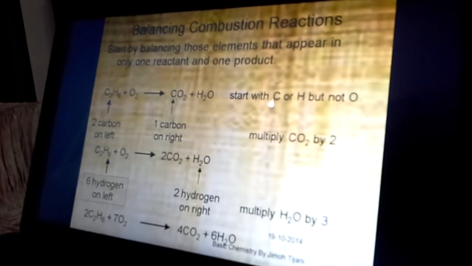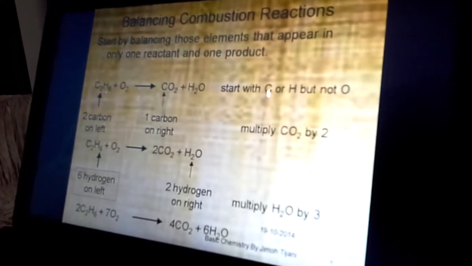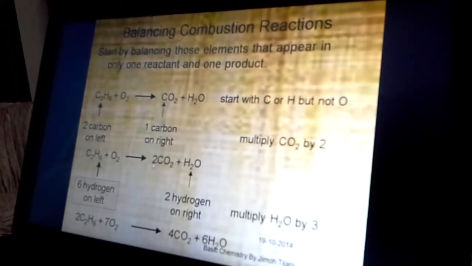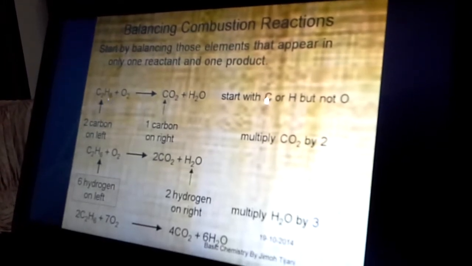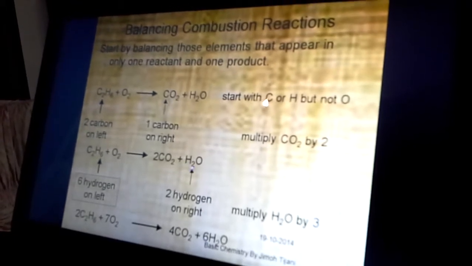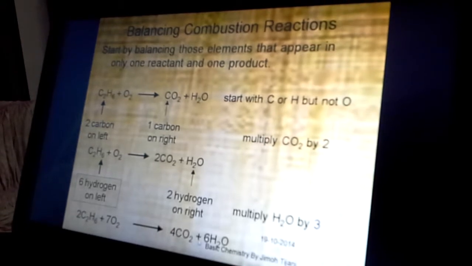This equation is a typical equation of ethane combusting with oxygen. We first start with carbon, because on the left we have 2 carbon. We balance by putting 2 to the CO2 to make the number of carbon equal. On the right we have 6 hydrogen. We put 3 to make the number of hydrogen equal to 6. At the end, we multiply the whole equation by 2.